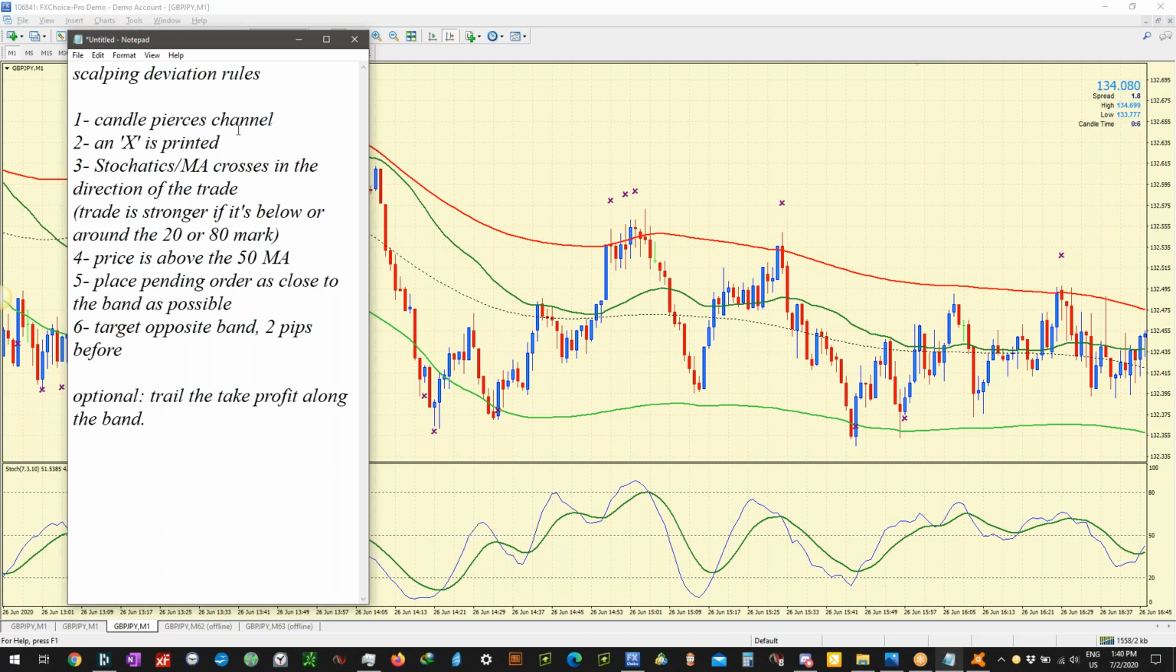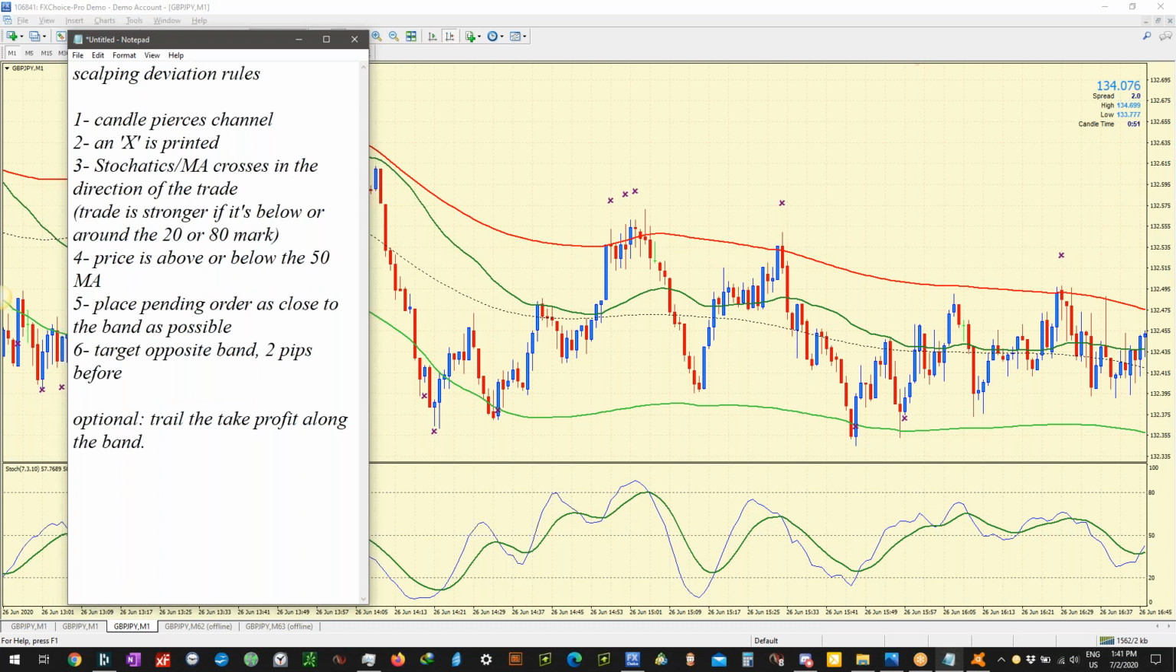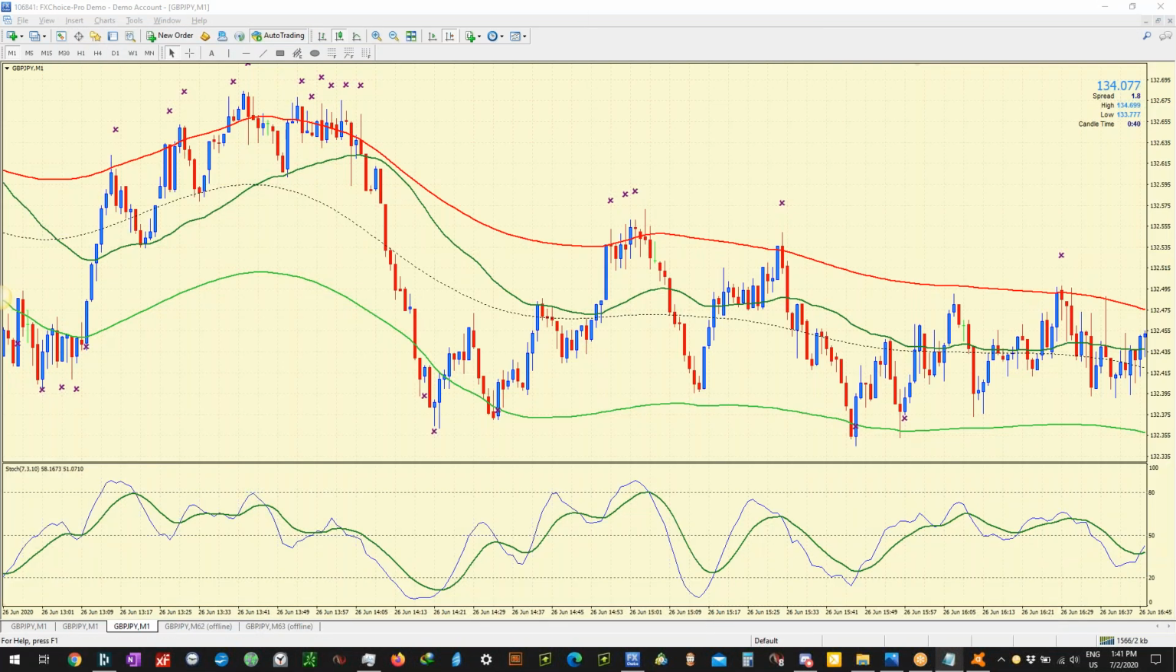So, candle pierces channel, an X is printed, stochastic MA crosses in the direction of the trade, which is stronger if it's below or around the 20 and 80 mark. The price is above or below the 50 MA, okay, and place the pin in order, so close out the band, and target the opposite band 2 pips before. Okay, so those are the rules.